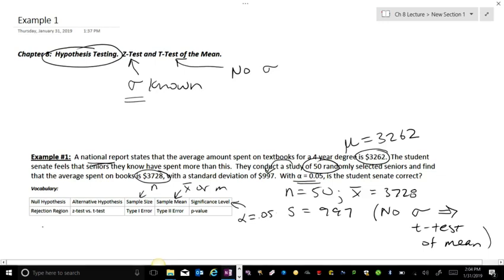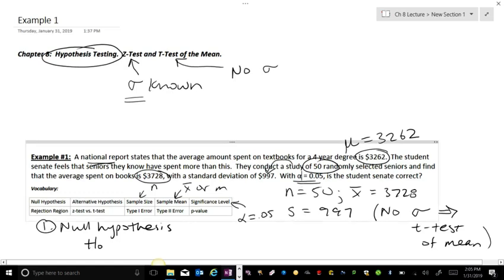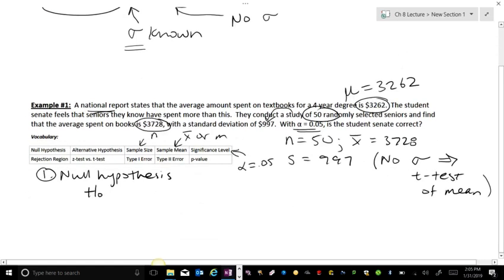We want to start with step number 1, which is our hypotheses. So step number 1, we're going to have a null hypothesis. Our null hypothesis is denoted with an H sub 0. Our alternative hypothesis is going to be denoted with an H sub A. You do not need to write these words out every time, but just so you've got it, the alternative hypothesis is going to be an H sub A, or you might see that denoted with an H sub 1.